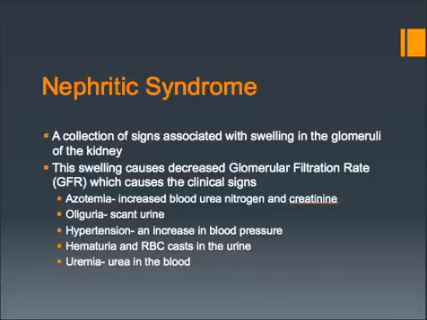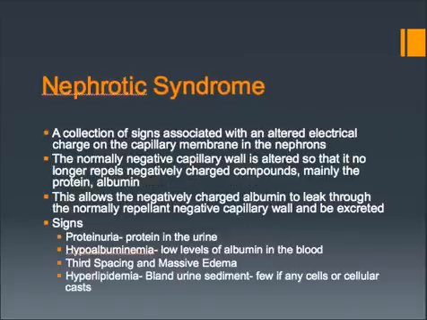which is then excreted as urine. Nephrotic syndrome is a collection of signs associated with an altered electrical charge on the capillary membrane of the nephrons. The normally negatively charged capillary wall is altered so that it no longer repels negatively charged compounds, most importantly albumin. Albumin, which is normally recycled and not excreted, is then forced from the body. The abnormal urinary excretion of albumin results in proteinuria and hypoalbuminemia.